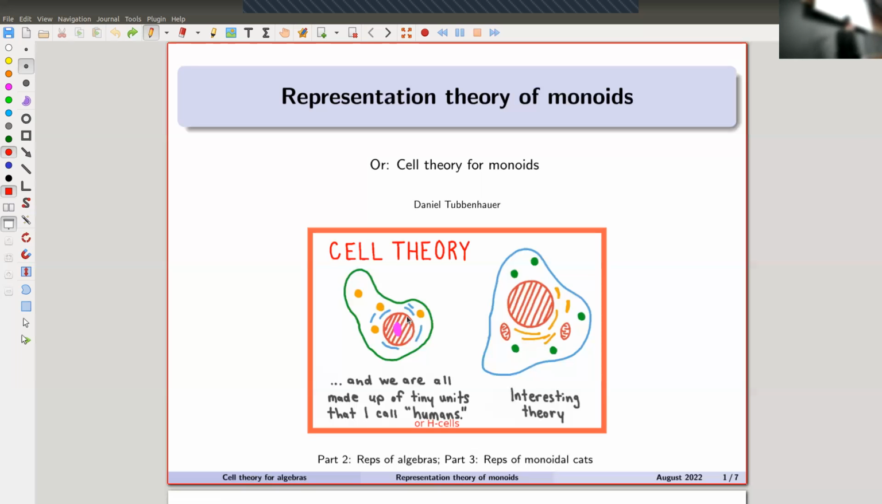In particular, there's a little word here, H-cell, probably can't read. And they play a huge role in the representation theory of monoids, which is what I'm going to discuss today, algebras, and then eventually of monoid categories. This is kind of the picture I have.